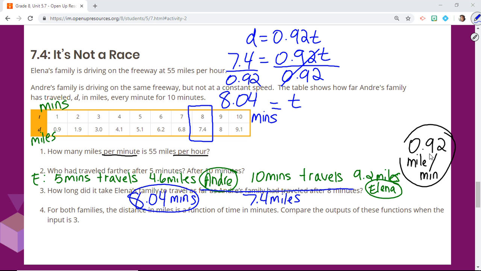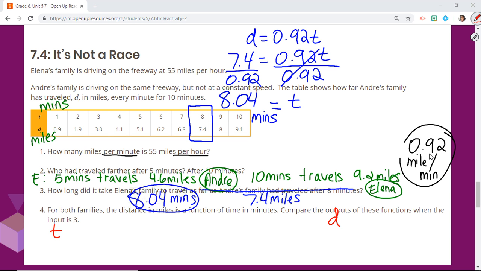All right, so the last question, question 4. For both families, the distance in miles is a function of time in minutes. And remember our function statement. Dependent variable is a function of the independent variable. Output is a function of input. Y is a function of x, right? Three ways to say the same thing. Compare the output, which in this terminology is our d, our distance. So compare the distance for these functions when the input, which is time, is 3.